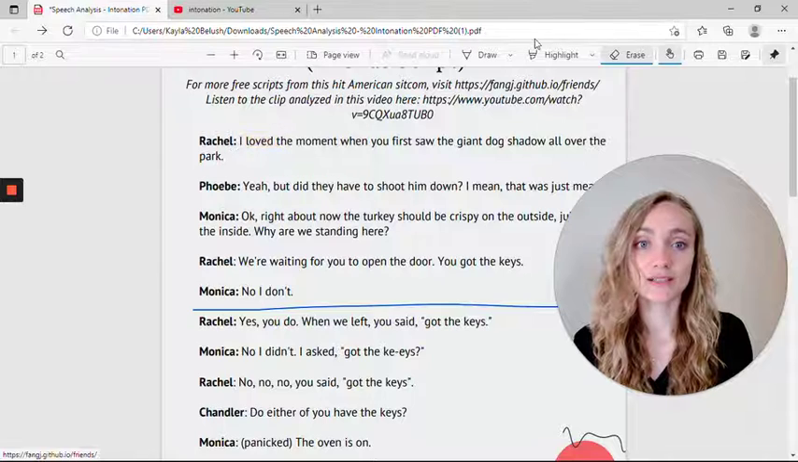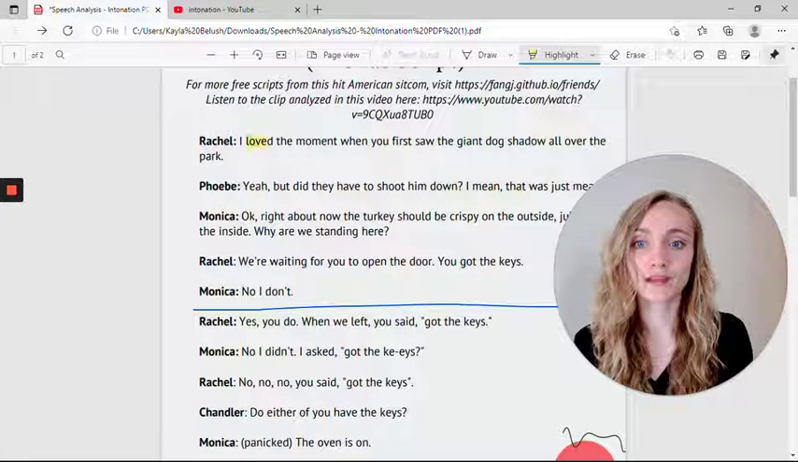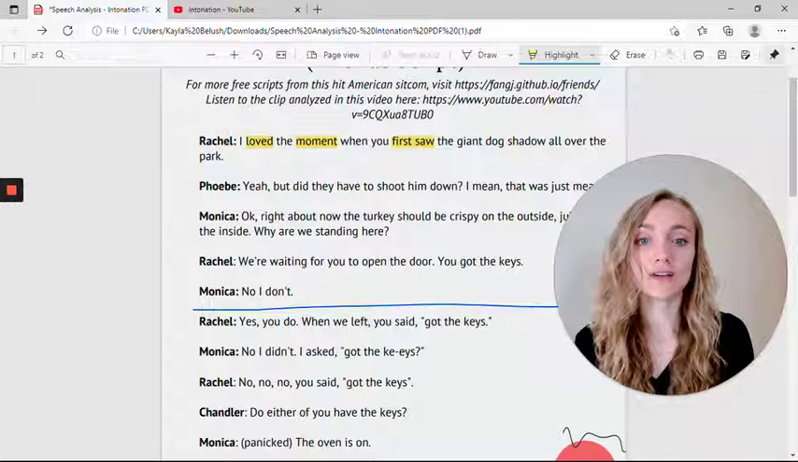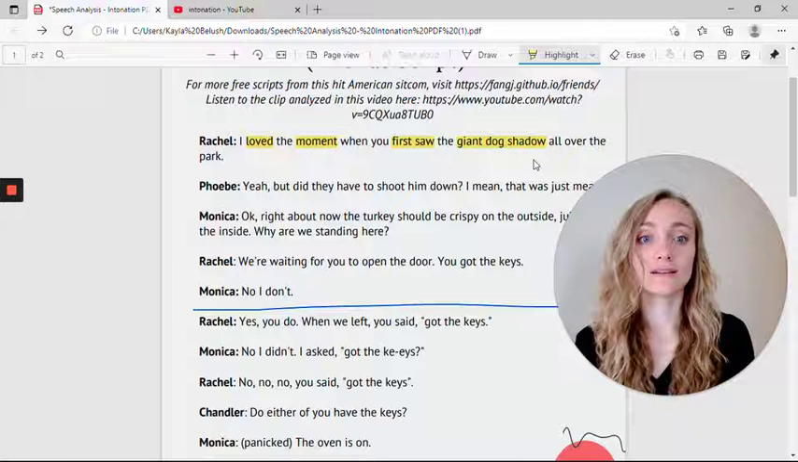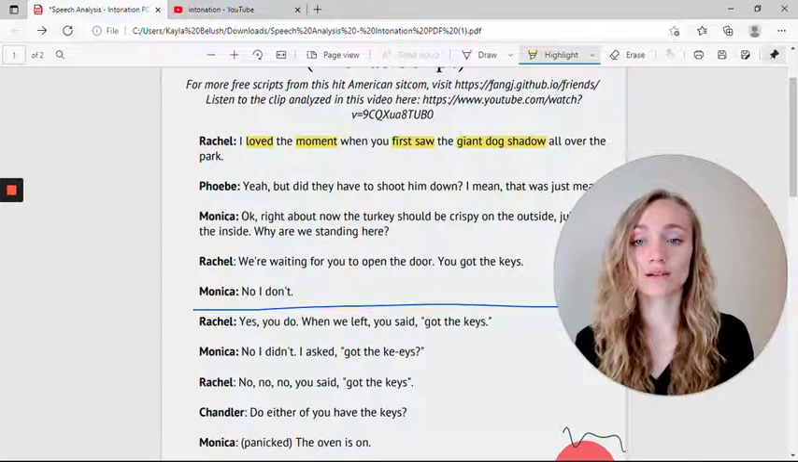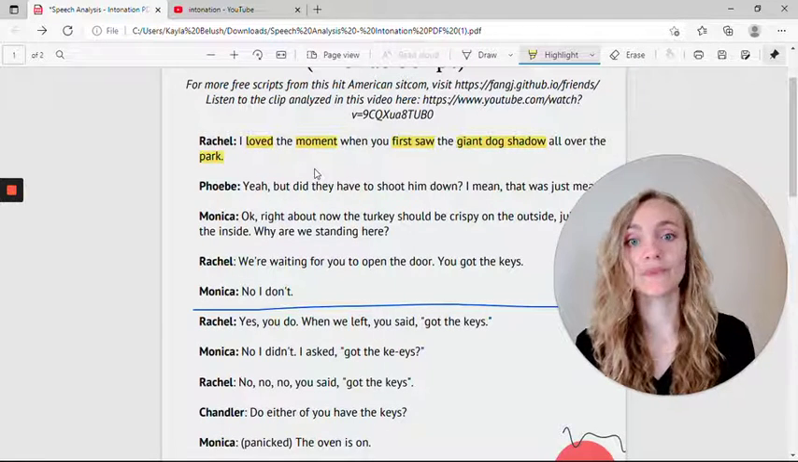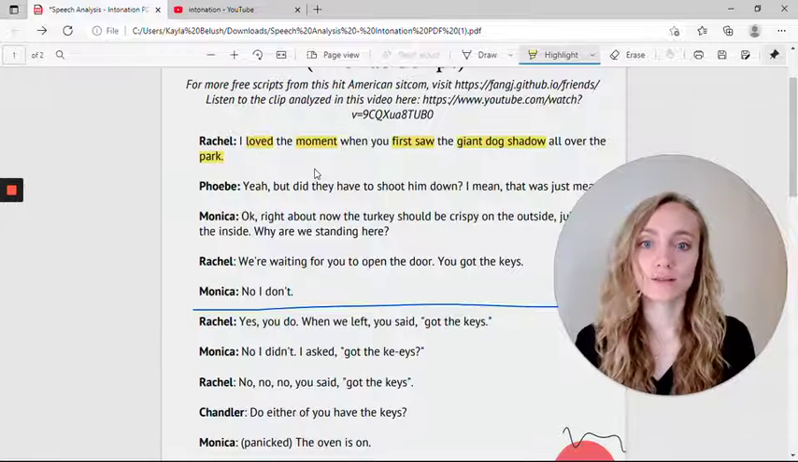I want to make sure just "loved" is highlighted. "Loved," the moment is a noun. When you first saw, so first as an adjective here, saw the main verb, the giant adjective, dog, noun, shadow, noun, all over the park, noun. Okay, so these are our content words.